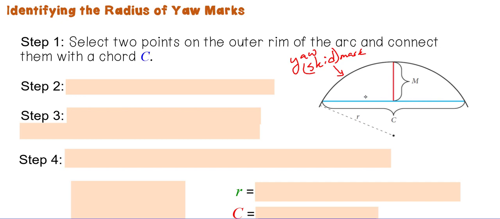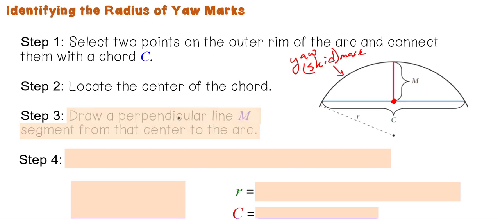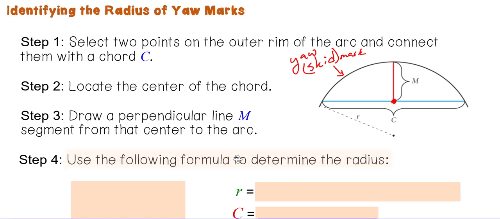So this isn't going through the center of a circle. It's a chord that connects one side of a circle to the other side. The second step would be locate the center of the chord, which would be this spot right here. That's the center. And then draw a perpendicular line M segment from that center to the arc.